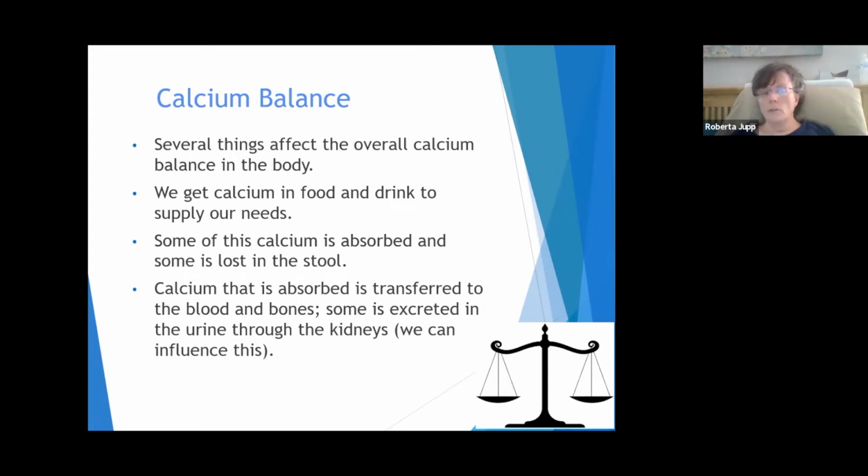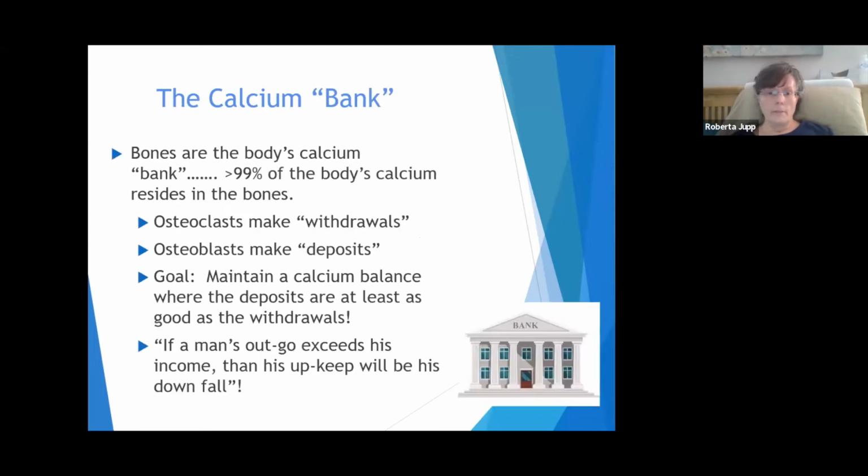But like I said, the bones will only use that calcium if they need to be built up. And then some calcium is excreted in the urine through the kidneys, and we can definitely influence how much calcium we lose in our urine. But there needs to be a balance. There can't be too much or too little, and the body will pull from the bones if it needs calcium, and it will push calcium out through the stool and the kidneys if there's too much calcium in the body. Or the calcium can actually be calcified and make stones, like kidney stones, if there's too much.